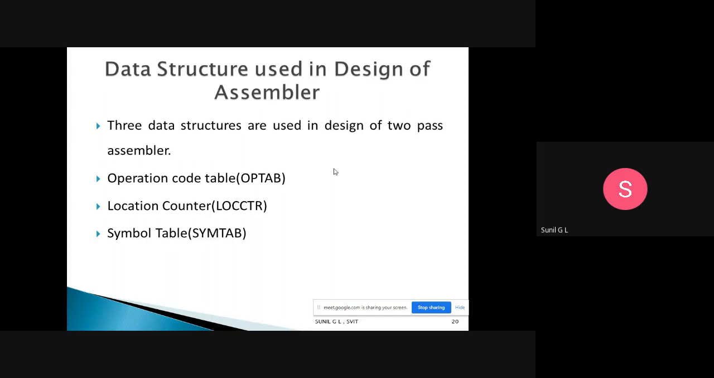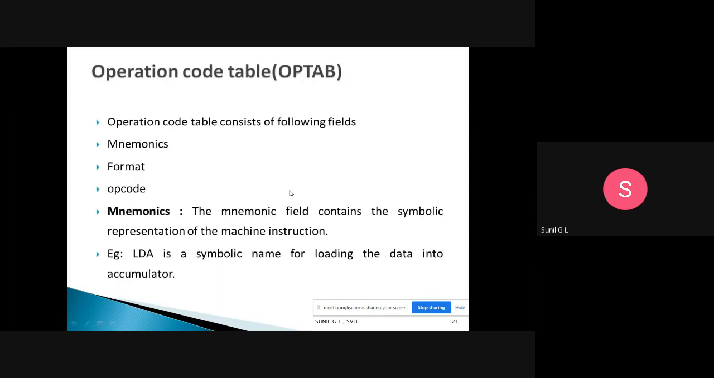One is the operation code table, which we call the optab. The second is the location counter, and the third is the symbol table. What is operation code, location counter, and symbol table? We will discuss all of these in today's class. What is the operation code table, or optab? You write an instruction in assembly language, such as add. What is the equivalent machine code of that add, or add a comma b, whatever it may be? That is the opcode, the object code of that instruction.